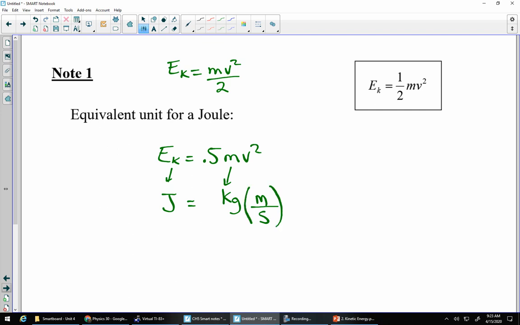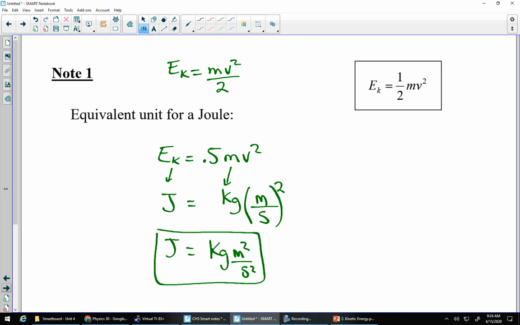So we could write it like this, but then we can also expand on that. So a joule is a kilogram times a meter squared over a second squared. Joule is the same thing as a kilogram meter squared over second squared. Cool. So we know an alternative unit for that.